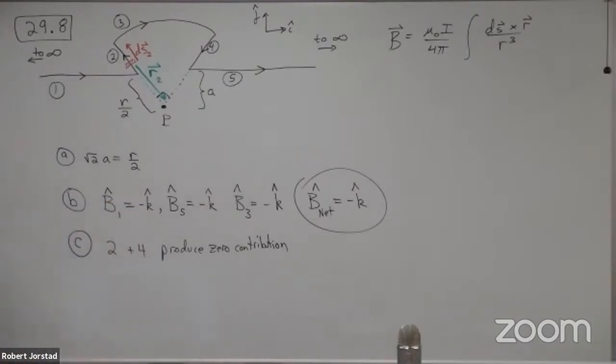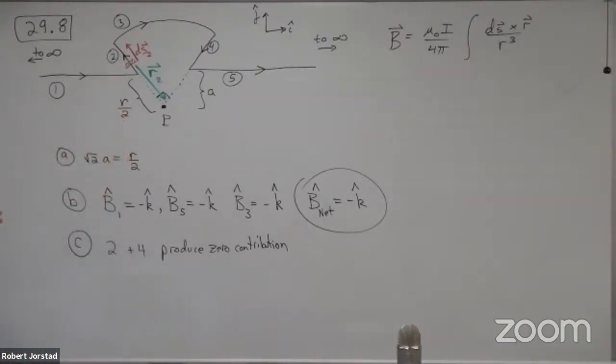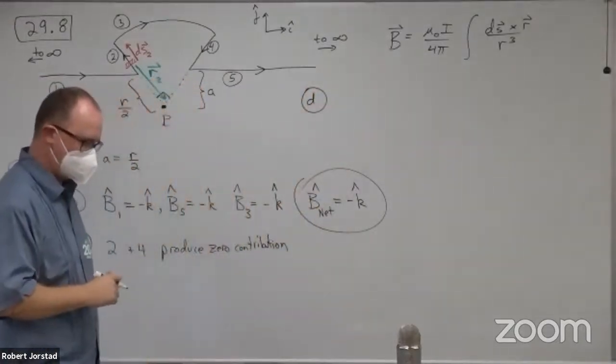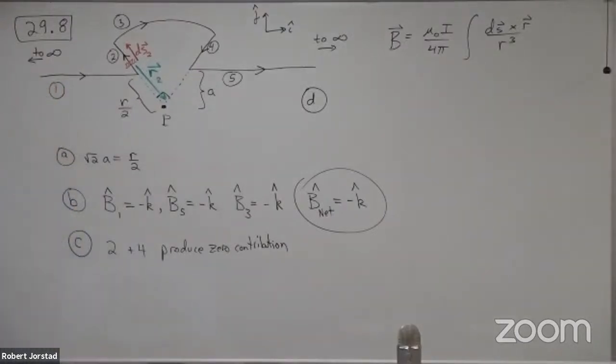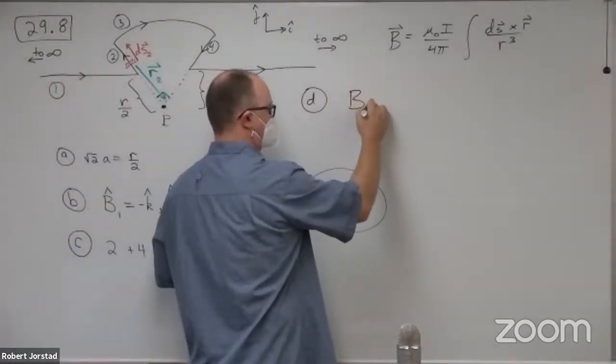All right. What's part D? We now know the direction. Part D says get the magnitude of the magnetic field at P. Any ideas what I should do? Just tell me what I should do in terms of these, that each segment produces a B field. If I want to get the net field, what should I do? Add them up. We'll start there. You're ahead of me.